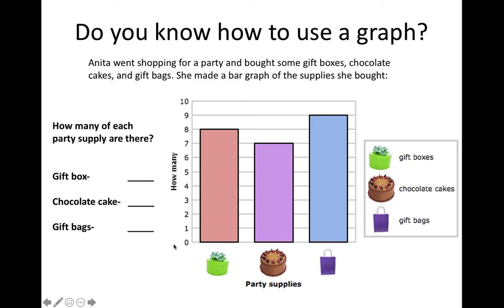So now the question is, how many of each party supply are there? So now we need to know how to read the graph to be able to answer the question. So we're going to look at the first one, gift boxes. We're going to see where the bar ends, right here at 8. So we know she bought 8 gift boxes. We're going to do the same for chocolate cakes. We know the bar ends here at 7. So we know she bought 7 chocolate cakes. And then lastly, for gift bags, we see the bar ends here at 9. So we know she bought 9 gift bags.